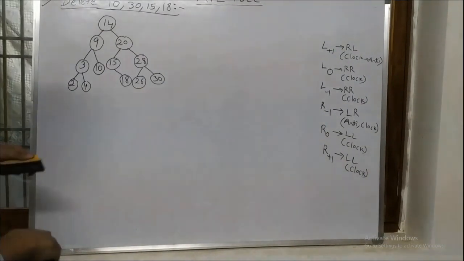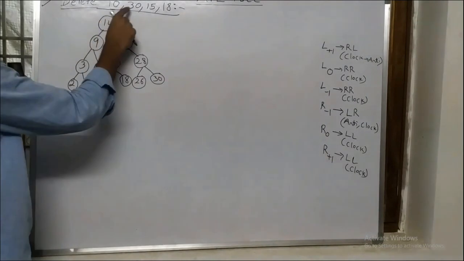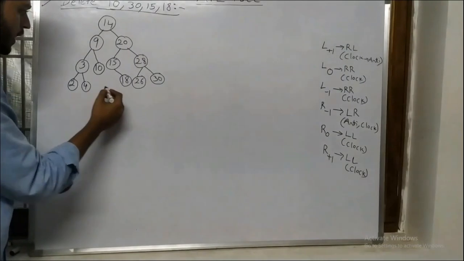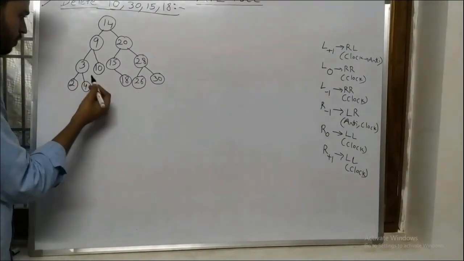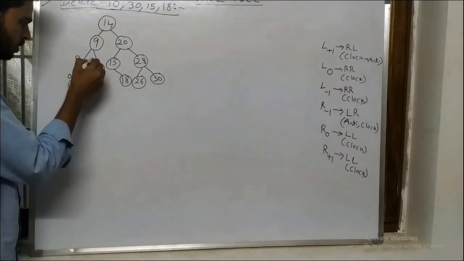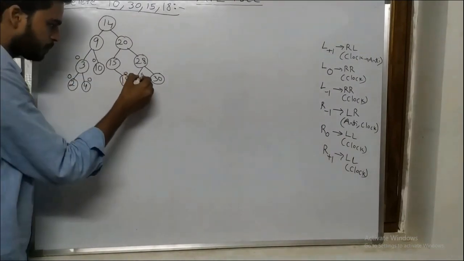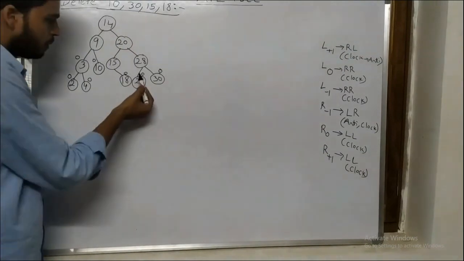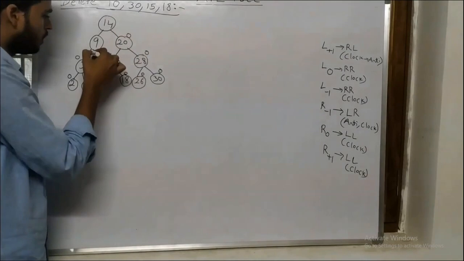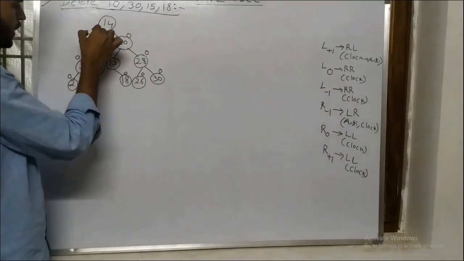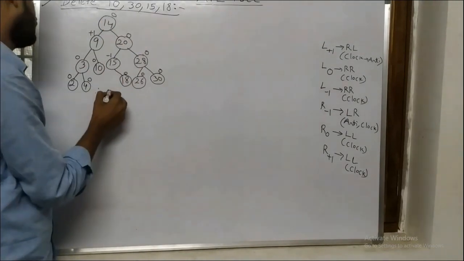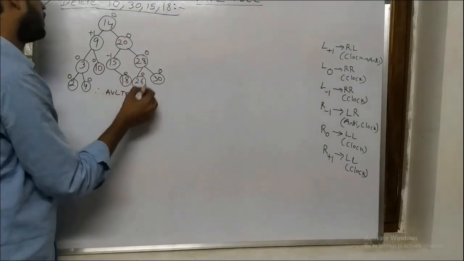Let's take an example. They are asking to delete 10, 30, 15 and 18 from this tree. So first we'll check whether this is an AVL tree or not. First, the balance factor of this is 0, 0, 1 minus 1, 0. So the balance factor of all leaf nodes is always 0, right? 0. This is 0, this is minus 1, 2, 2, 0, 1, 2, 2 minus 1 is plus 1, 1, 2, 3, 1, 2, 3, so 0. So they have given an AVL tree and they are asking to delete these elements.